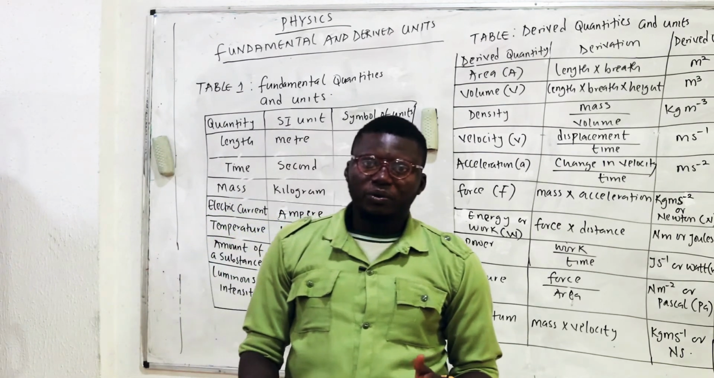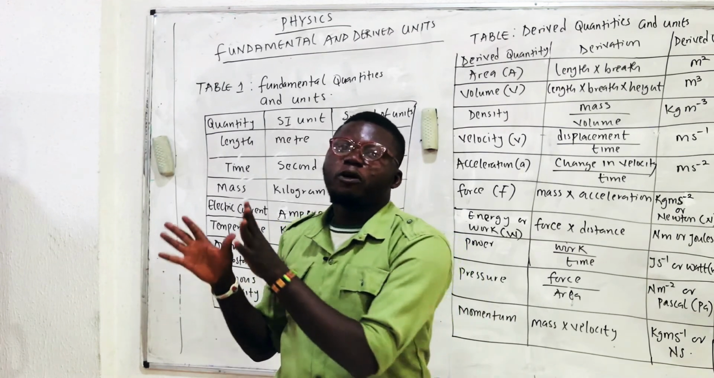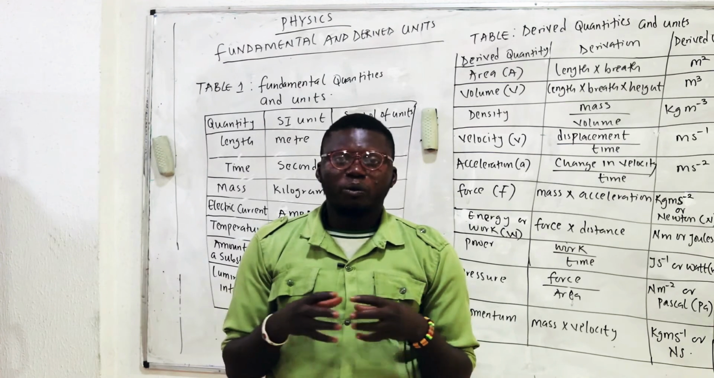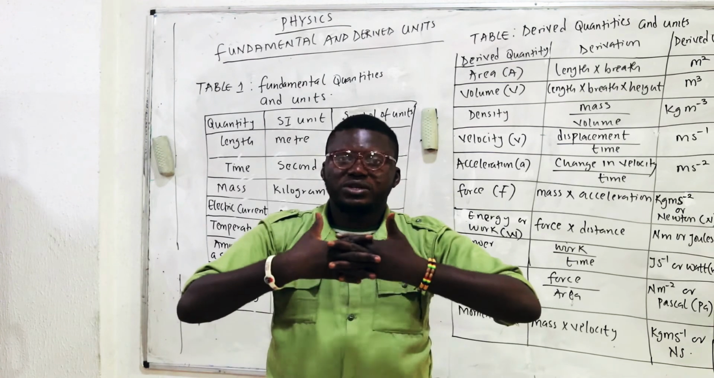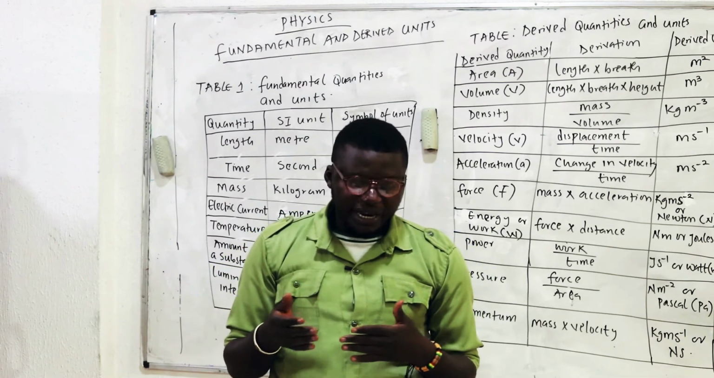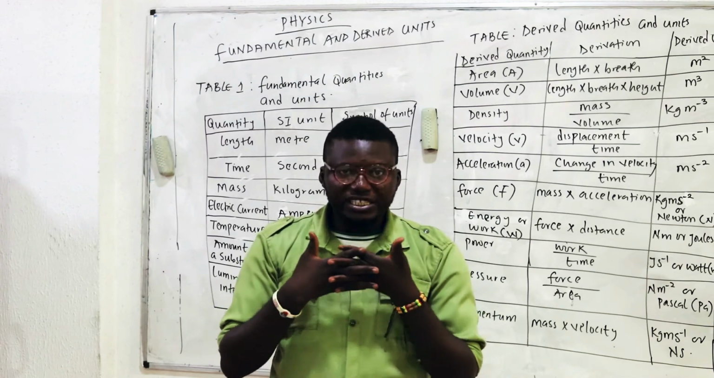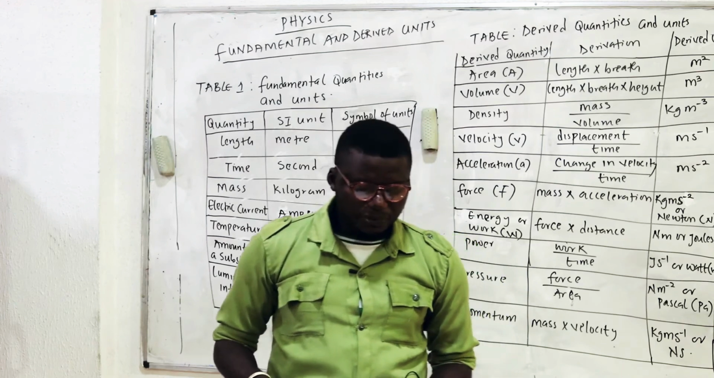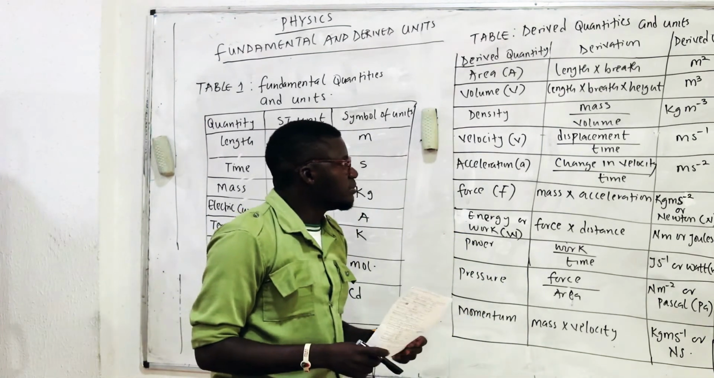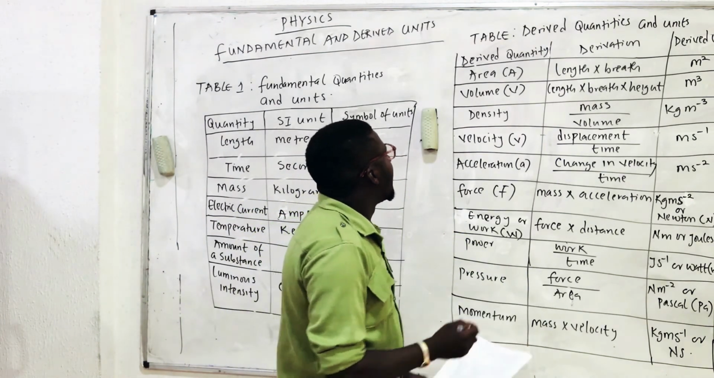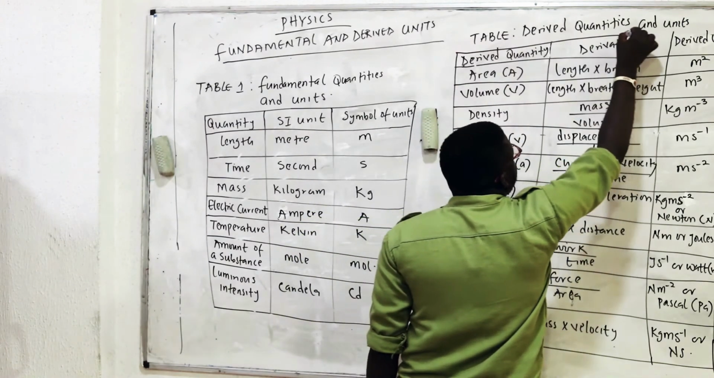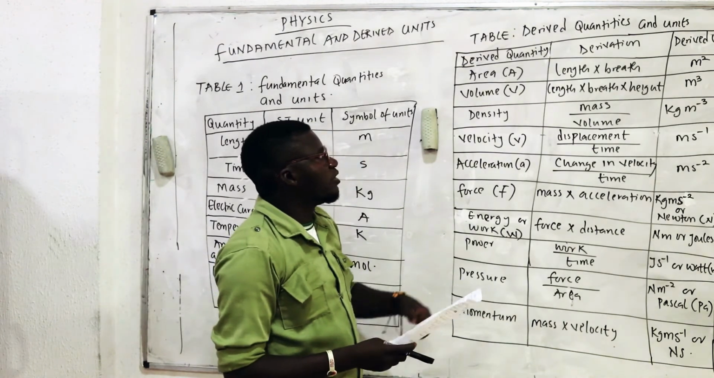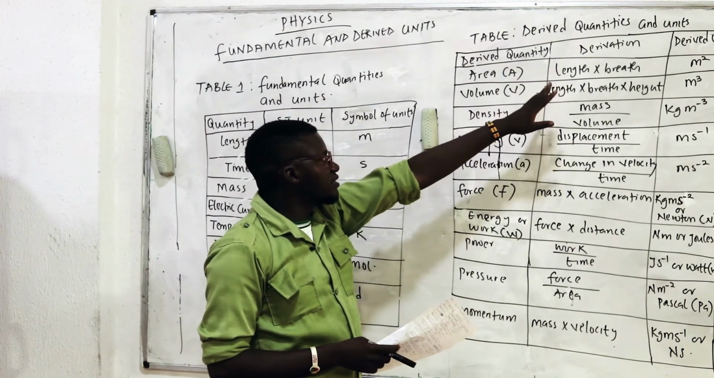When you hear the word derived, that means something is gotten from something. A derived unit is simply the combination of 2 or more fundamental units. So when you combine 2 or more fundamental units to give you a particular unit, that unit is called a derived unit. Examples are all stated on the table on the board. So this is my table of derived quantities and the units.